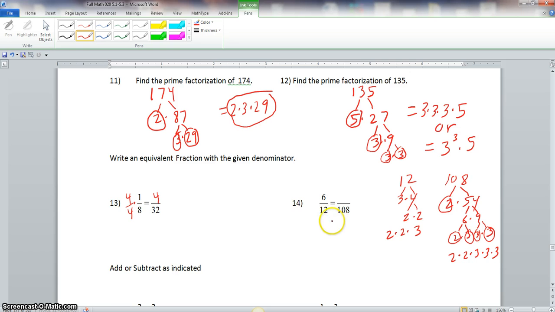We do a comparison. We ask ourselves, what does 108 have that 12 does not? Now if you notice here, 12 has 2 2s and a 3. 108 has that, but it also has 2 other 3s. So it has 9. So we will multiply this numerator and denominator by 9. 9 times 12 is 108. 9 times 6 is 54. And that takes care of problem number 14.